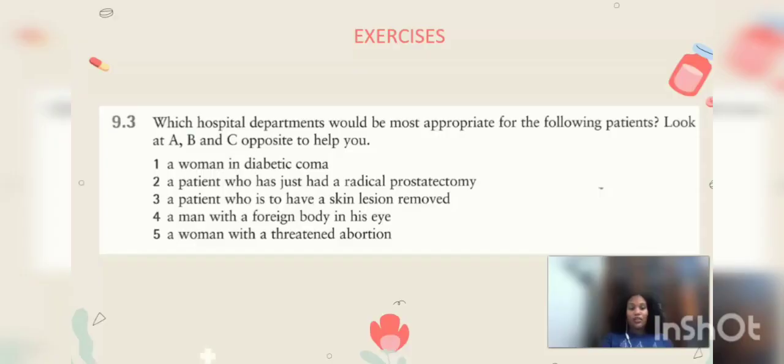Exercise 9.3. Which hospital departments would be the most appropriate for the following patients? Look at A, B, and C opposite to help you. 1. A woman in diabetic coma, acutely ill. 2. A patient who has just had a radical prostatectomy. Assessment unit. 3. A patient who is to have a skin lesion removed. Waiting list. 4. A man with a foreign body in his eye. On duty. Number 5. A woman with a threatened abortion. Referral letter.